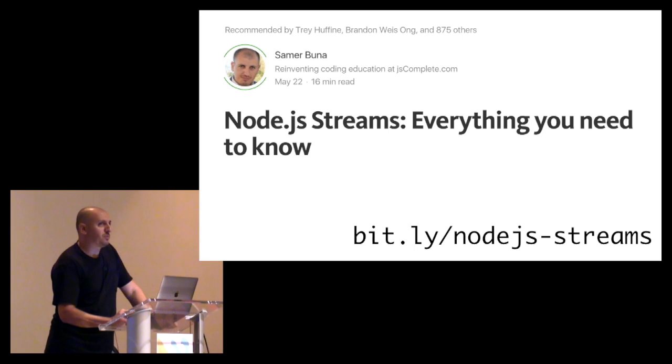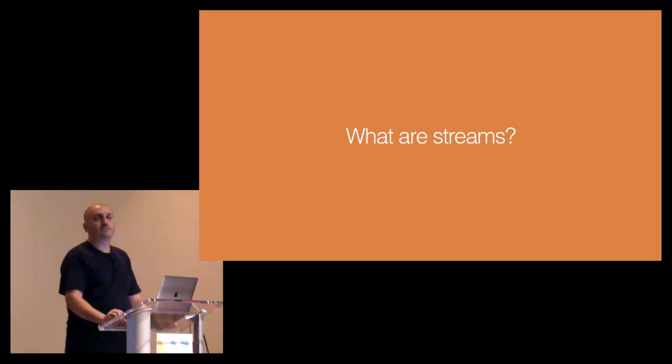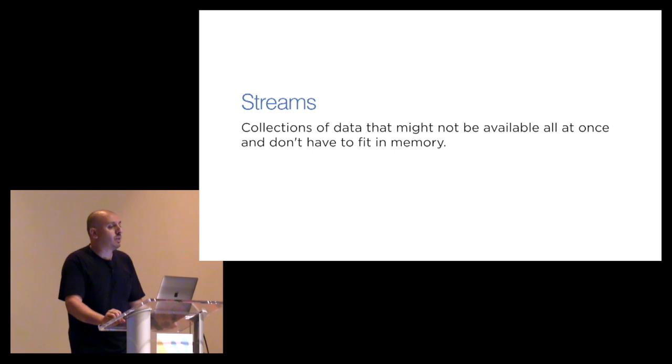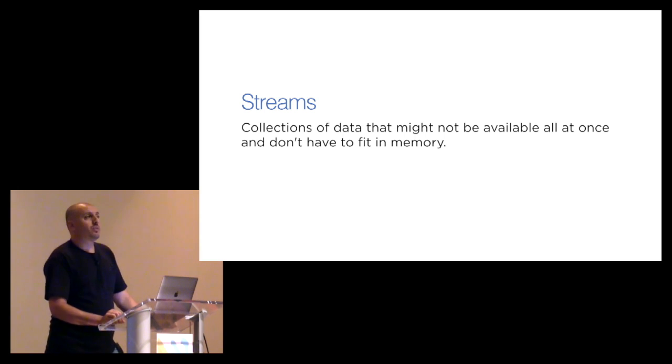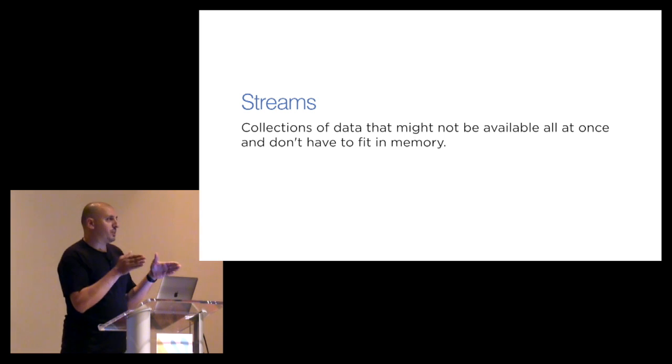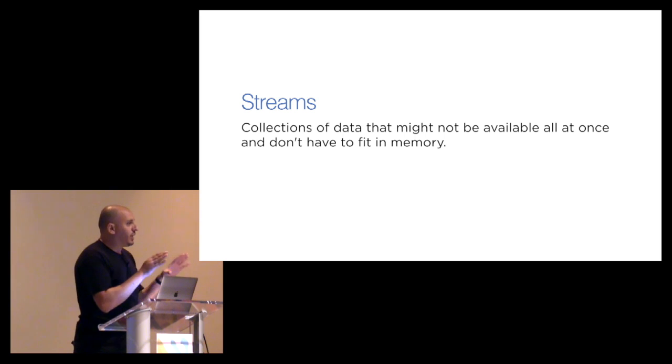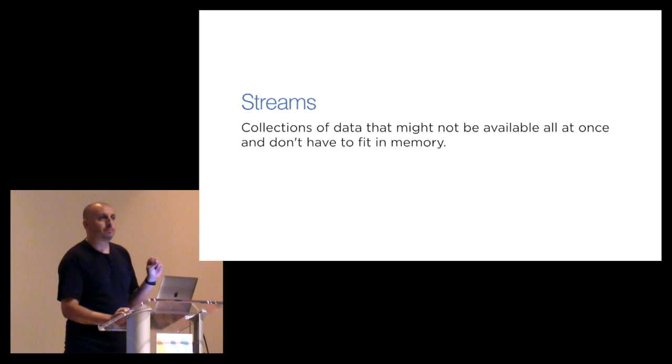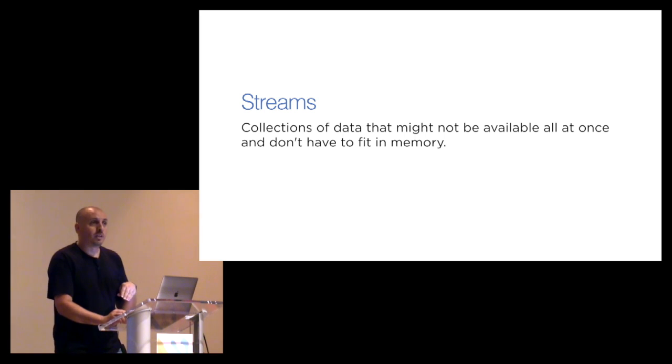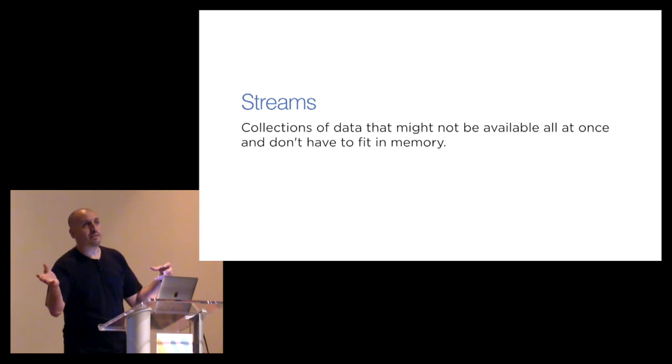But let me attempt to explain streams. That's how important streams are. I'm going to attempt to explain it to you right now. What are streams? Streams are collections of data that might not be available all at once and don't have to fit in memory. So think of them as arrays, but special types of arrays. They're arrays where you get one piece at a time. So you don't fit them all in memory, and that's a good thing. Because if the array has 1,000,000 elements, you don't want to deal with all 1,000,000 elements at once. Get some elements, deal with them, write them.